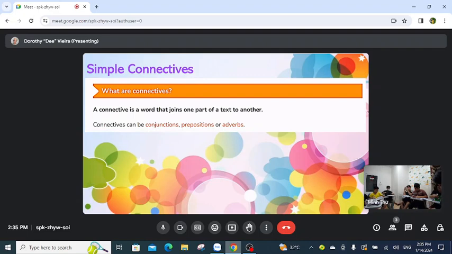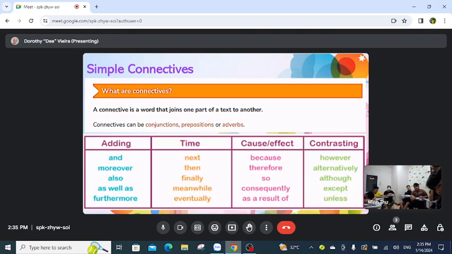Connectives can be conjunctions like and, but, because. It can be a preposition, so, for example, or it can be an adverb like finally or alternatively. Connectives. These are words that we can use to join sentences together to make longer sentences. Write this in your notebook and write down some examples here of connectives.